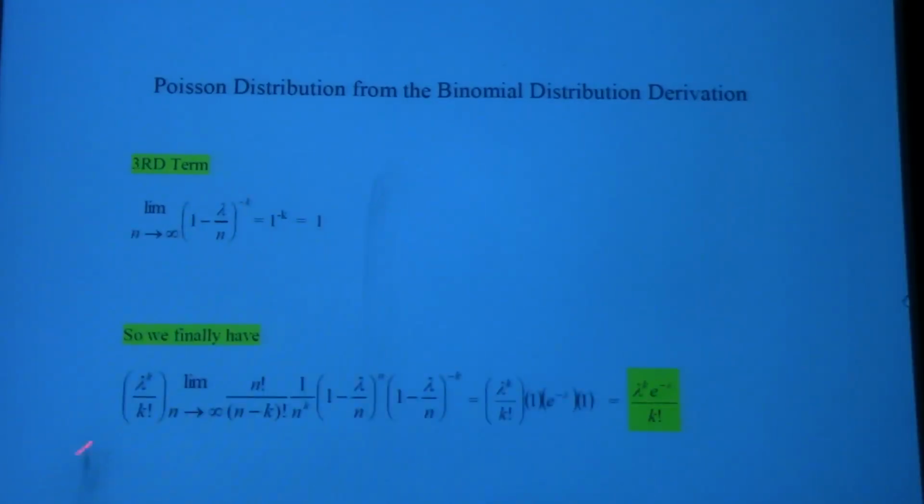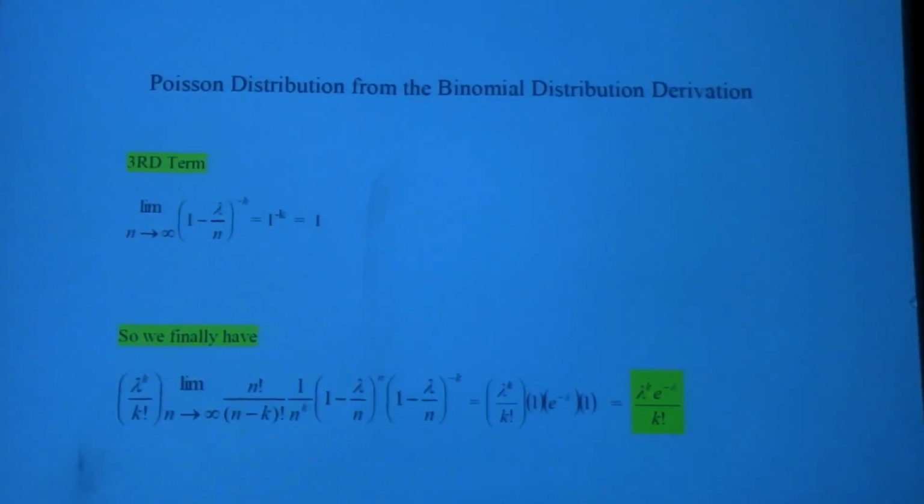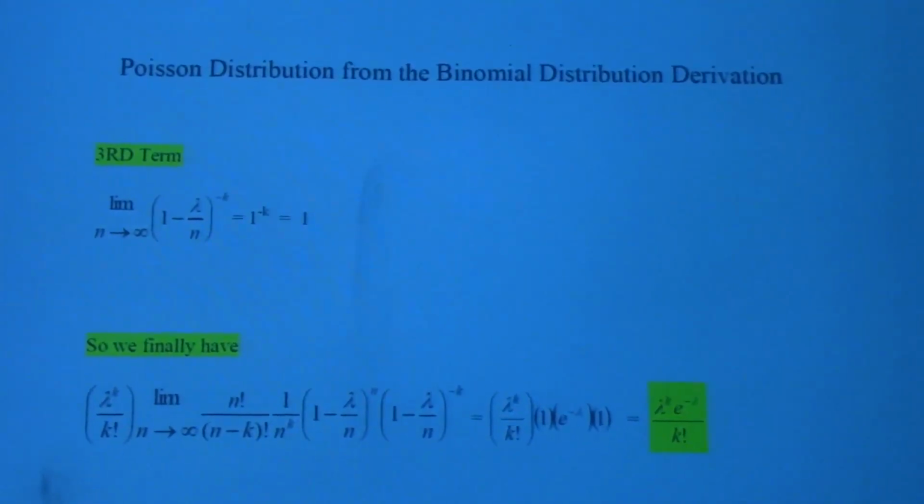The third term is going to be, again, very similar. As n goes to infinity, this goes to 0, so it's 1 minus 0. It's 1 to the minus k, which is going to be 1. So if you look at all those terms going to their different limits, 1 and e to the minus lambda, what we have is p of k is going to be lambda to the k, e to the minus lambda over k factorial. And that is the Poisson distribution. So the Poisson distribution is the binomial as n goes to infinity.